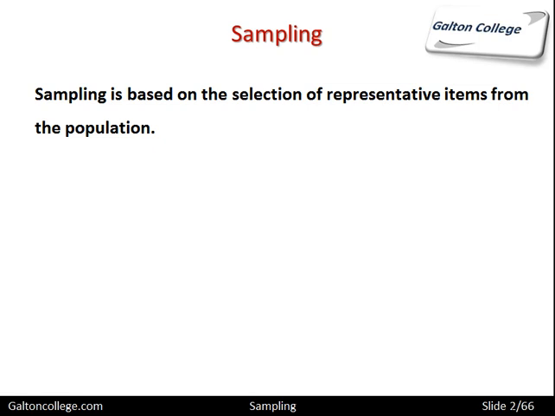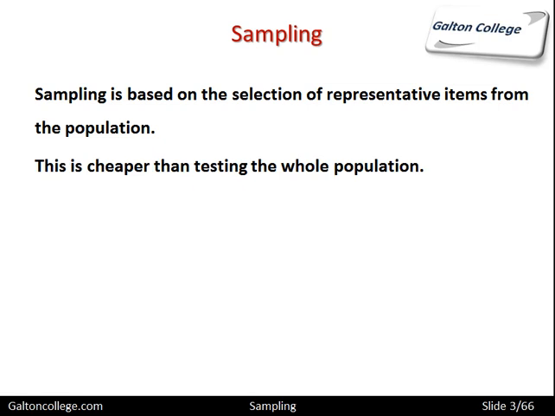So we have a population and we draw a sample of the population. We select a sample out of the population, we calculate, let's say, the average for the sample, and then we use that to estimate the average for the population. It's much cheaper to take a sample, as I said, than to look at the whole population. So that's one of the reasons why we sample.